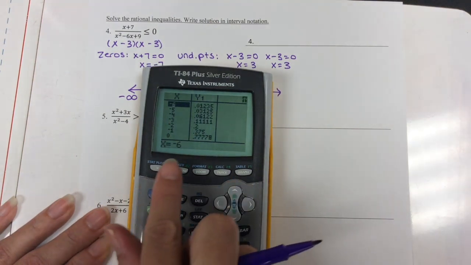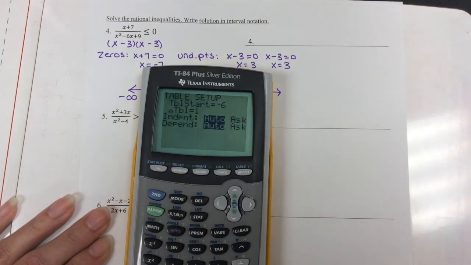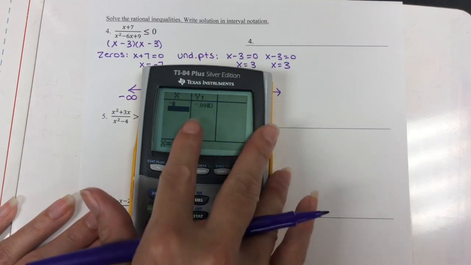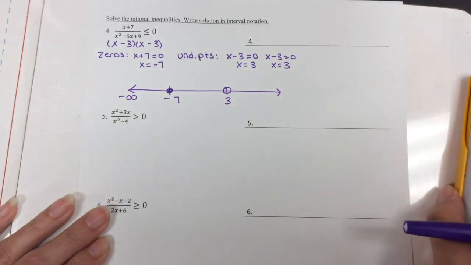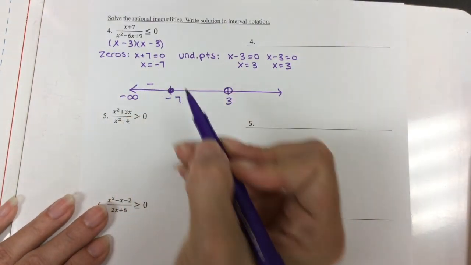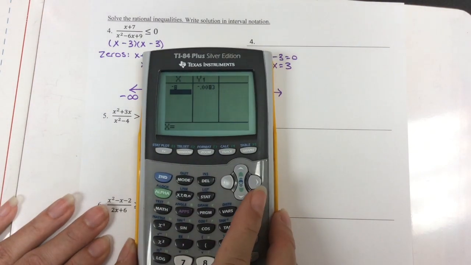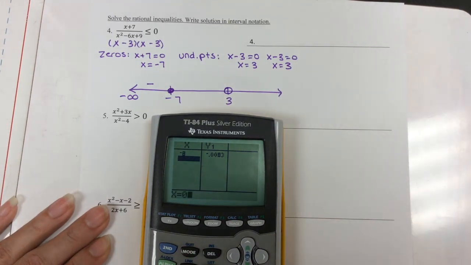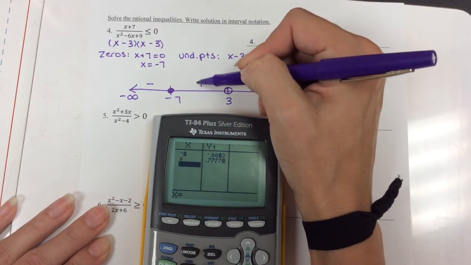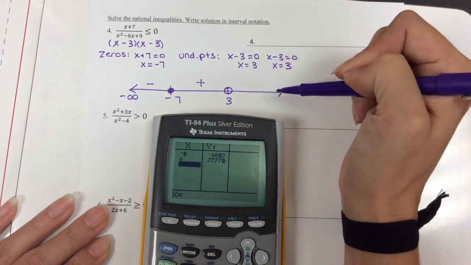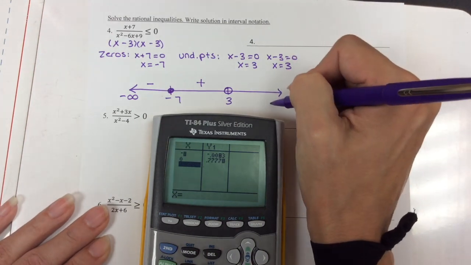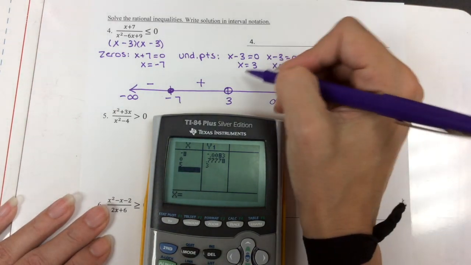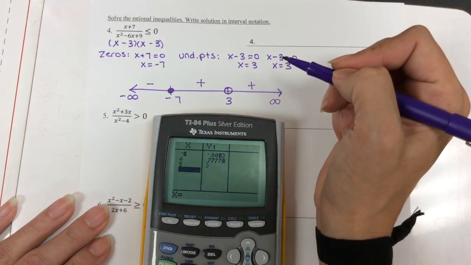I kind of like to change my table to ask. I just think it's easier. So I can plug in whatever I want. So -8. And I get an answer that is negative. So this answer is negative. Now I'm going to go back to my calculator and I'm going to plug in a point between -7 and 3. So 0 works. And I get an answer that is positive. Next, I'm going to plug in something greater than 3, anything between 3 and infinity, so 5. And I get a positive answer as well.